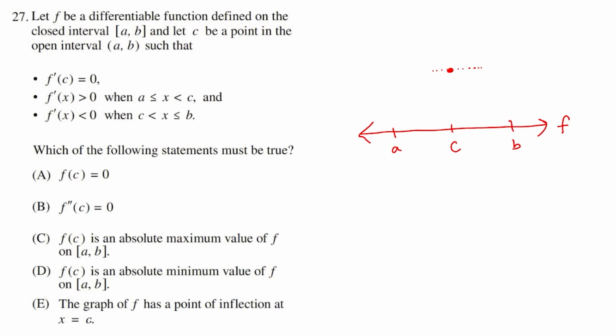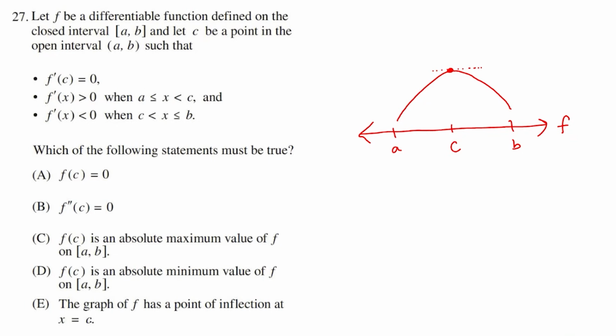The second condition says that the derivative of f is positive between a and c. So that means the slope of the graph of f must be positive. So the slope is positive, meaning that f must be increasing from a to c. Then it also says that the derivative of f is negative between c and b, meaning that f must be decreasing from c to b. Whenever f or any function changes from increasing to decreasing, that indicates that we have a local maximum at that point where the sign changes.